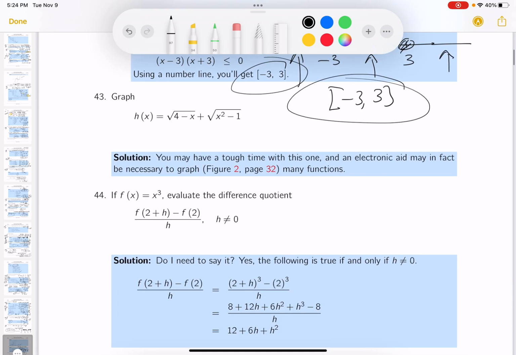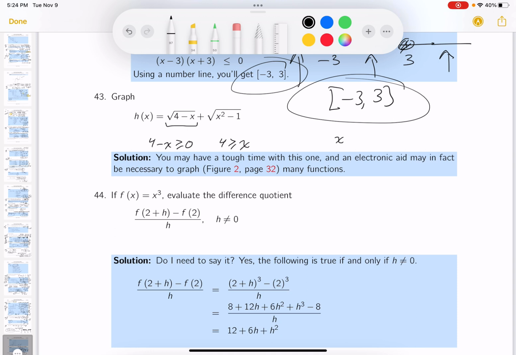All right, this one says graph. Wow, that's going to be a tough one. So let's take a look. Looking at it, I certainly would like to get the domain of it. To get the domain, the first guy over here, its domain is going to be 4 minus x is greater than or equal to 0, which means this over here. That means the x is below 4.